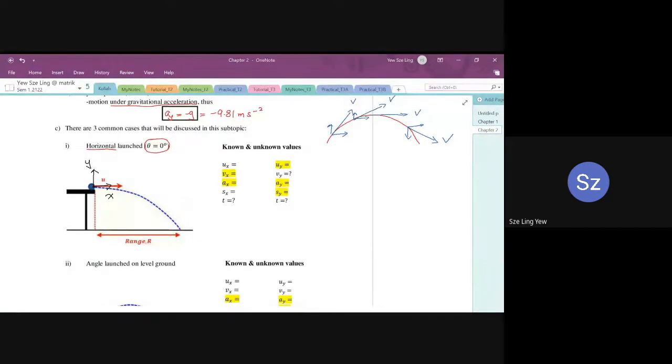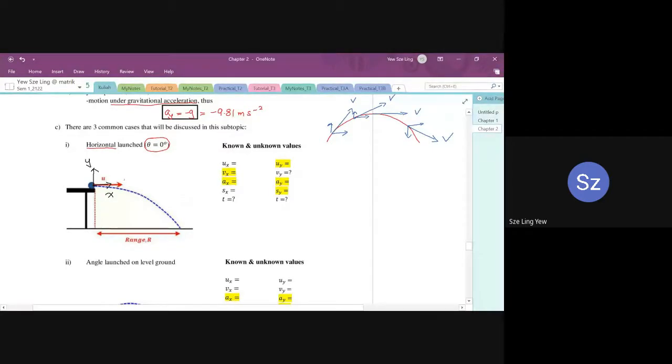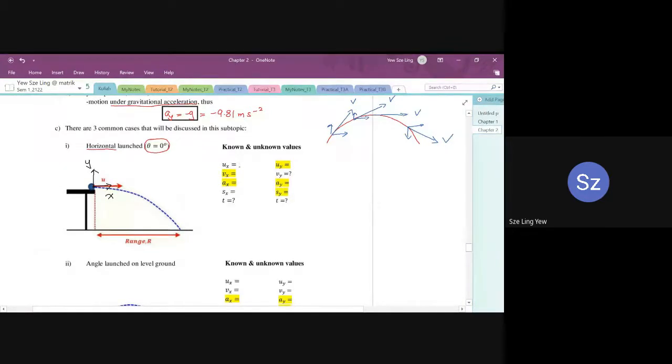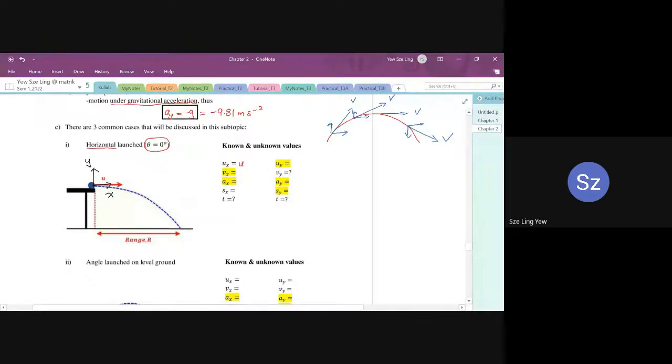Therefore, when it comes to this horizontal projectile motion, the initial velocity represents your velocity along the x component. So ux is equal to u. And then what happens to uy? Since your resultant vector u, your initial velocity, is lying on the x component, it means the y component is equal to 0 ms^-1.